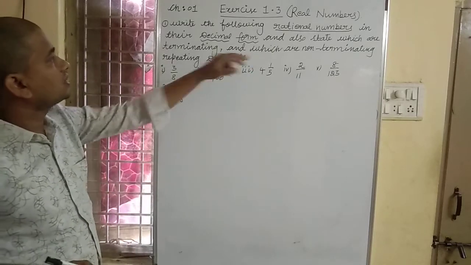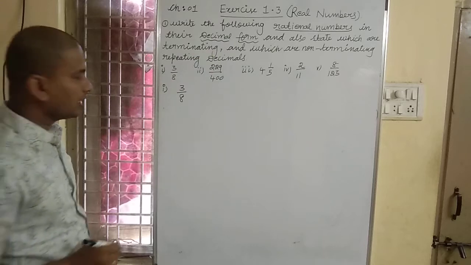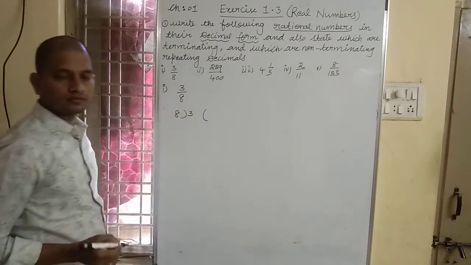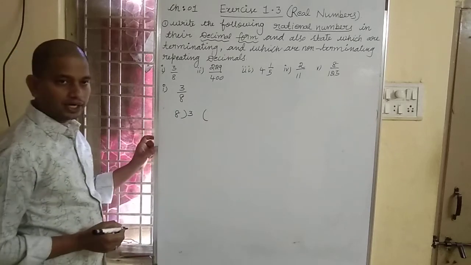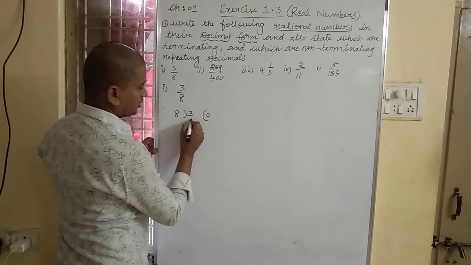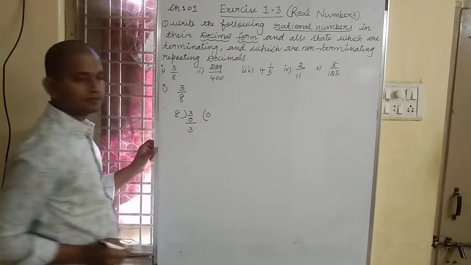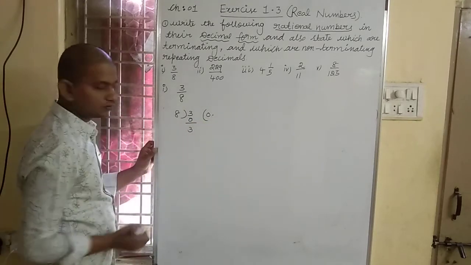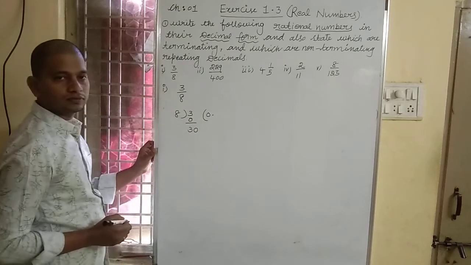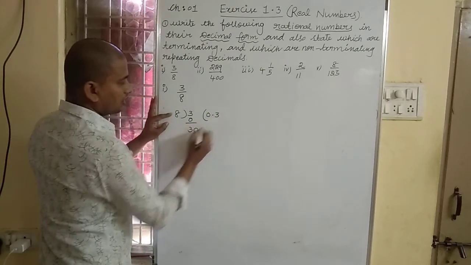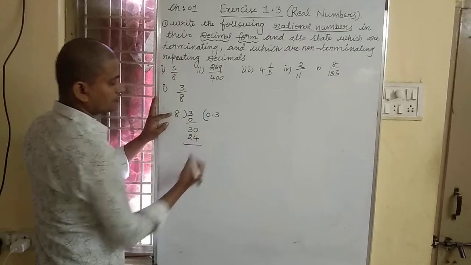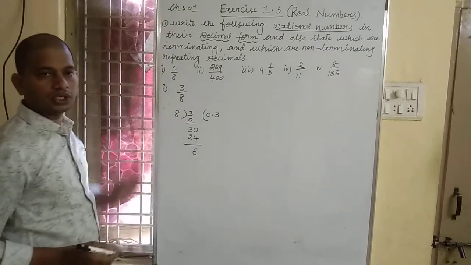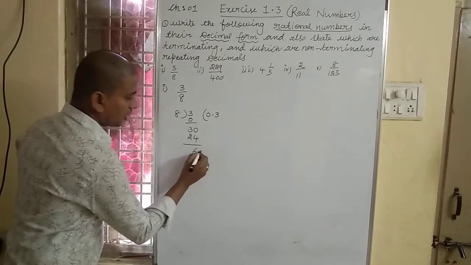Write the following rational numbers in their decimal form. Okay, divide 3 divided by 8. 8 zeros are 0, 3, point, put 0 here. 8 threes are 24, 10 minus 4 is 6, 2 minus 2 is 0, point is there, again you put 0.